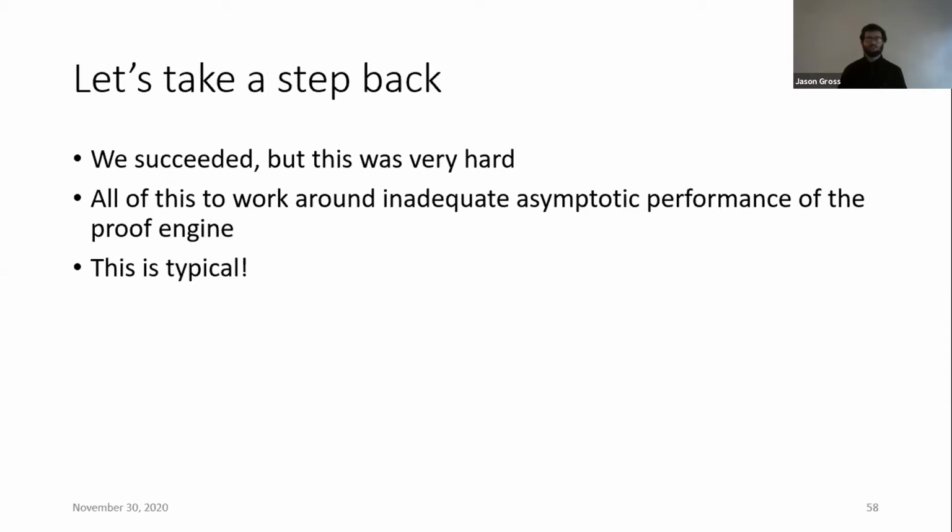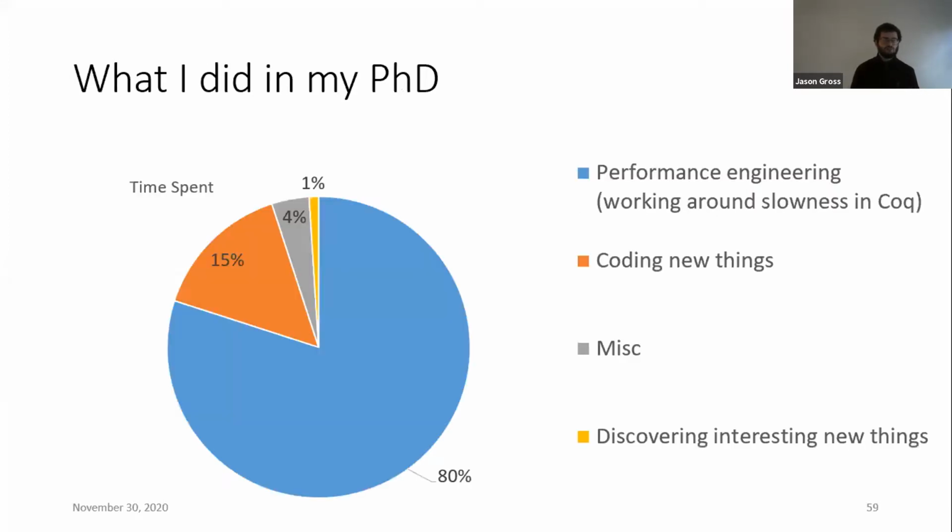We succeeded in doing this. We succeeded in making a very useful tool in fiat crypto. But it was very hard. It took a lot of work and effort. And essentially all of the work that I've done on fiat crypto, this isn't literally true, but a significant fraction of it, was to work around inadequate asymptotic performance of the proof engine. Moreover, this is typical. I've probably spent about 80% of the time working in my PhD on working around performance issues in Coq, working on some sort of performance engineering.